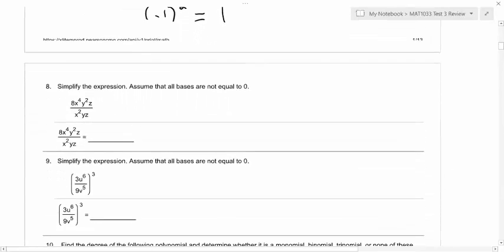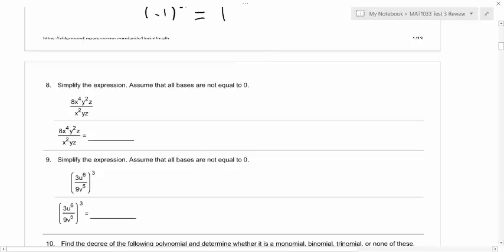Okay, number 8. How would you simplify that? You divide by the single terms. Yeah, so I would focus on one term at a time. Focus on the constant, focus on the x's, focus on the y's, focus on the z's. Very good. So when you start with the constants, there's an 8 and there's nothing else, so the answer is going to have an 8 in it, right?